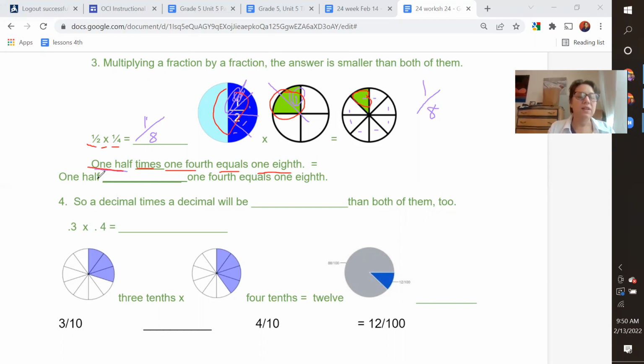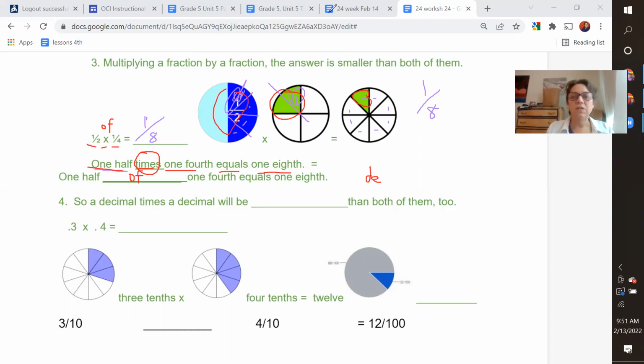So I also wanted to let you know that 1/2 times 1/4 also means 1/2 of. So please write "of" right here. So it's half of. So times means of. Okay. In Spanish, de, right? De. Okay. So let's move on.